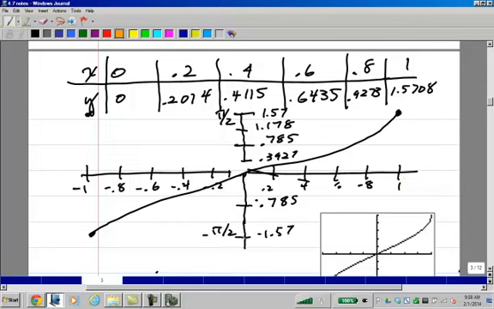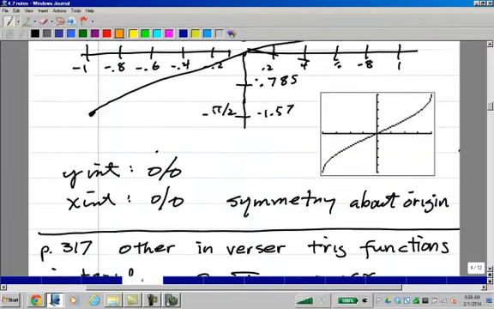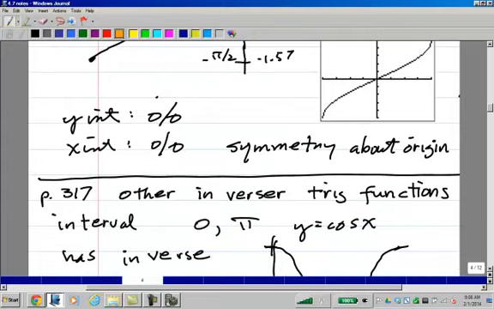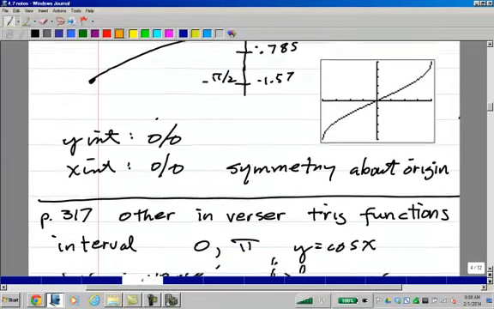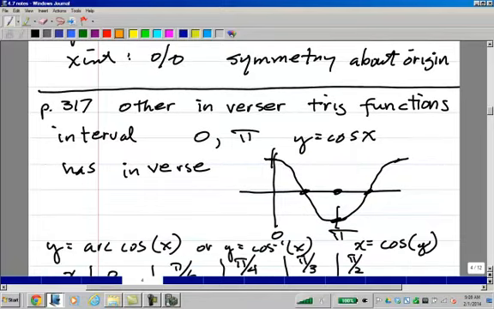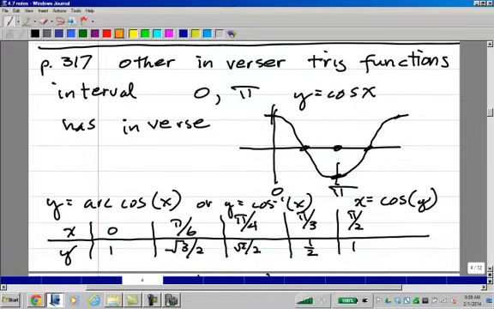Notice the ranges go from negative pi over 2 to pi over 2. Okay? And so here's the y values right here. All right. And then there's a picture of the graph. Okay. What's the y-intercept? 0, 0. x-intercept, 0, 0. Symmetry about the origin. Okay. Other inverse trig functions.